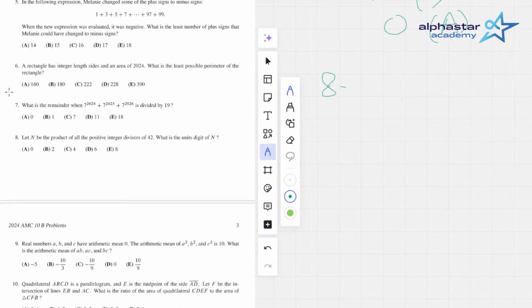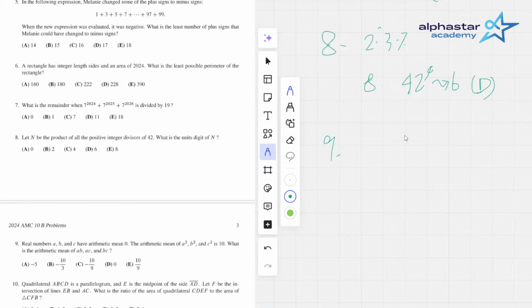Number 8, the product of the positive integer divisors of 42. What is the units digit of n? It's how many of these? 2 times 3 times 7. So there are 8 divisors whose geometric mean is the square root of 42. So it's 42 to the 4, which ends in 6. Okay. Let's move on to number 9.